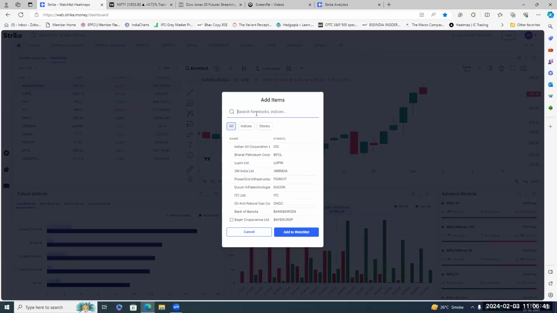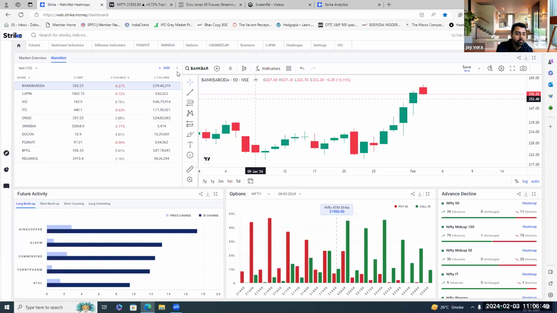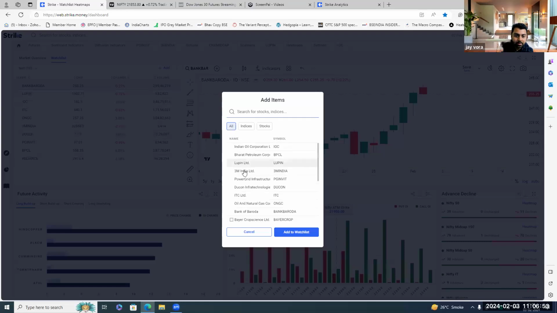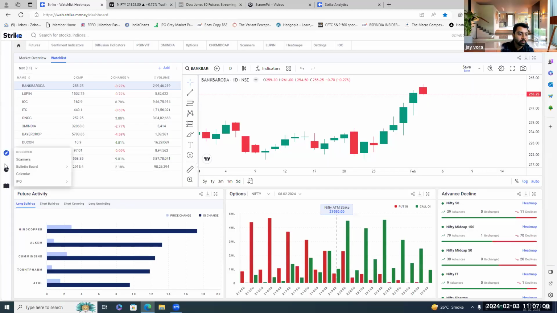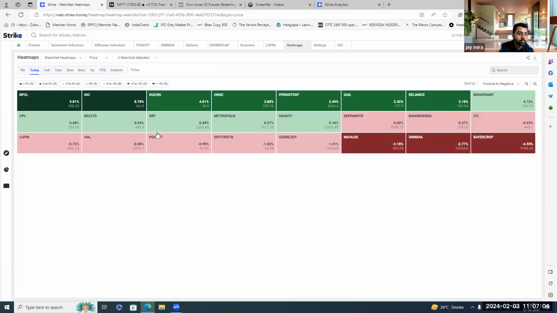Okay. So say we have added 3M India. Sorry, that is already added, I think. So now say we are adding over here Bayer crop. Okay, which I could see in the list over here. I add over here. Now I again come back to heat map, and I will probably be able to see Bayer crop over here.